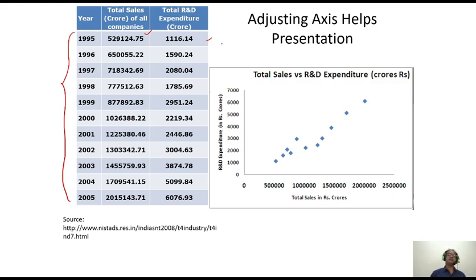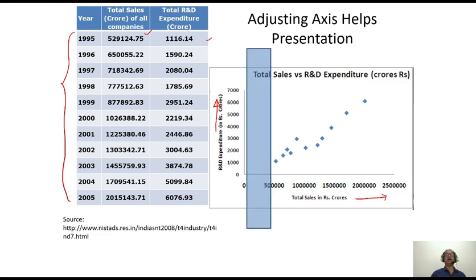Now, what is the problem in this graph is that I have sale in crores and R&D expenditure, and you can see that as sale increases, the expenditure also increases. Okay, this is giving you a nice view of this. But the problem is that you see some space remains empty in this graph. This area is useless. It is not used up here.